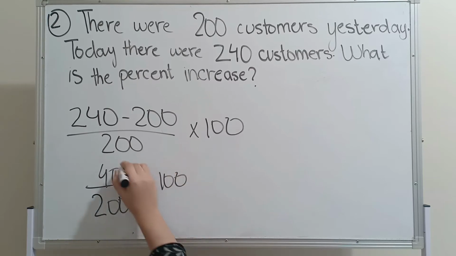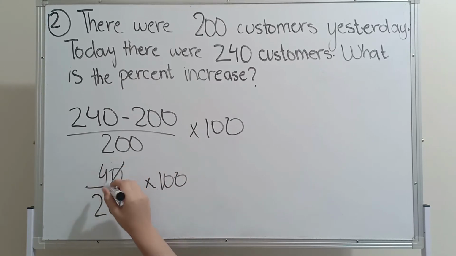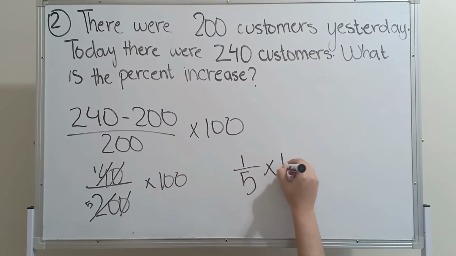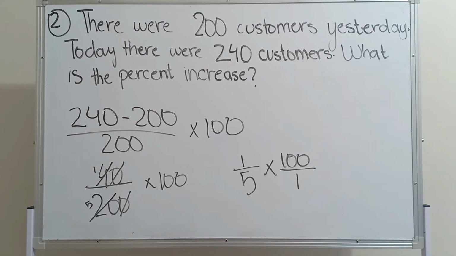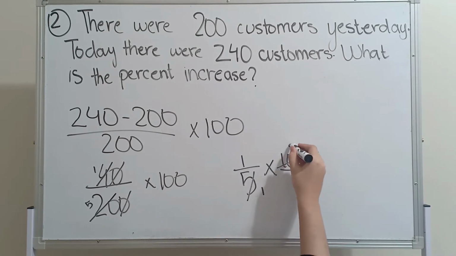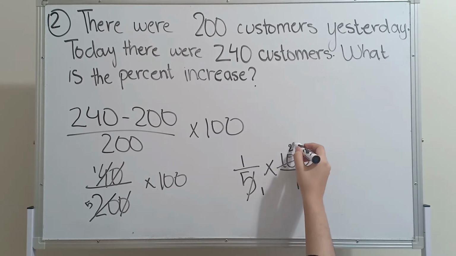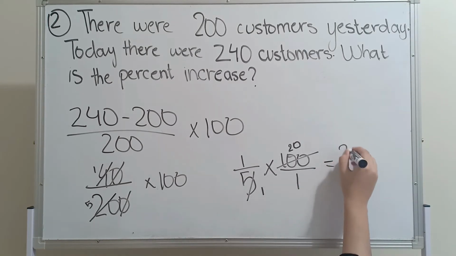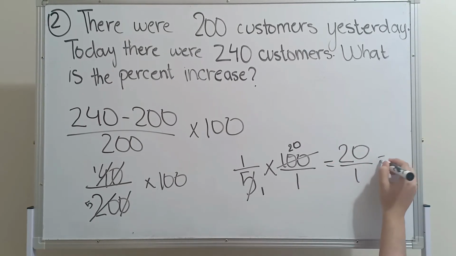So we can further simplify this. 4 times 1 is 4, 4 times 5 is 20. So we have 1 over 5 times 100 over 1. We have the fraction form and we're going to simply multiply these. So we can cross multiply. 5 times 1 is 5, 5 times 2 is 10, and 5 times 0 is 0. So here is our answer, meaning this equals 20 over 1, which equals 20%.